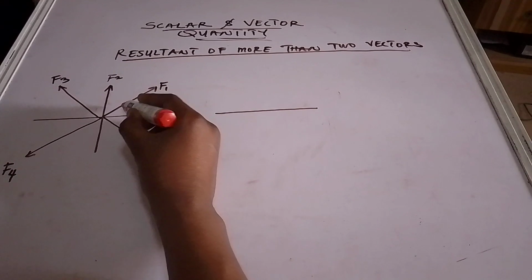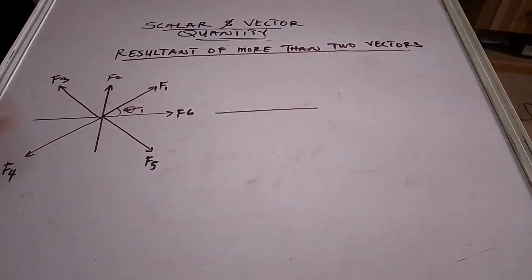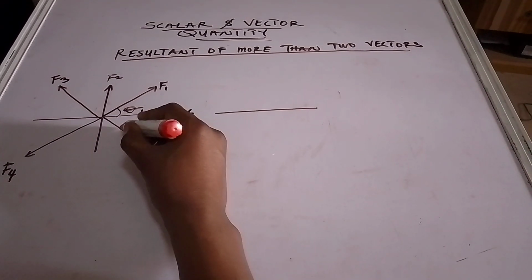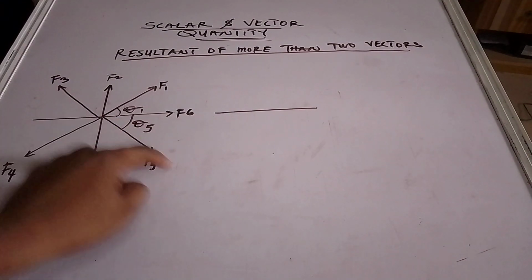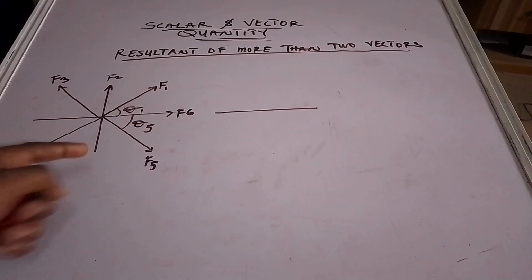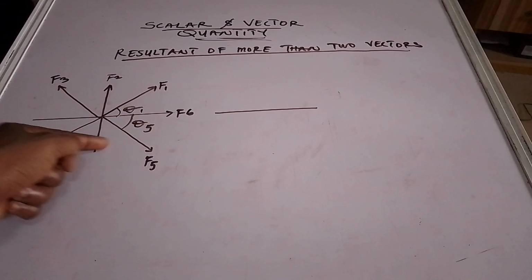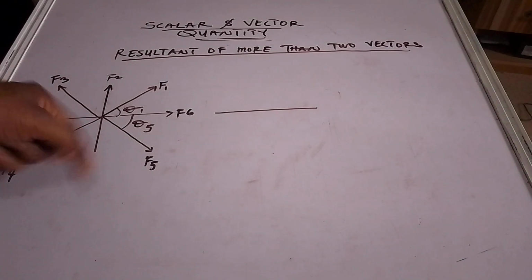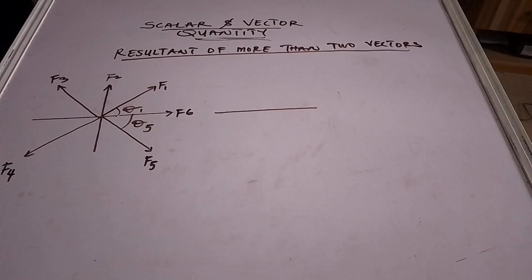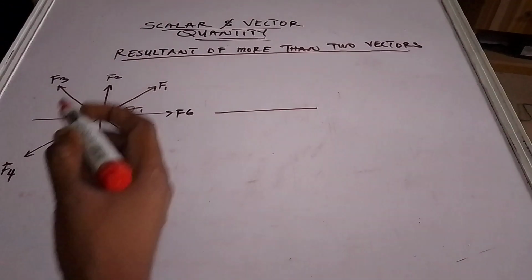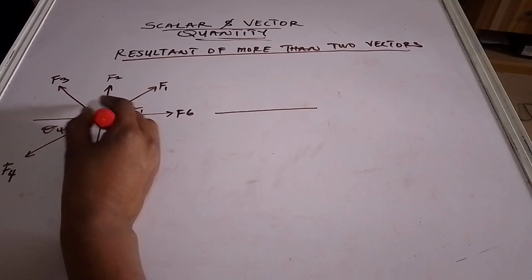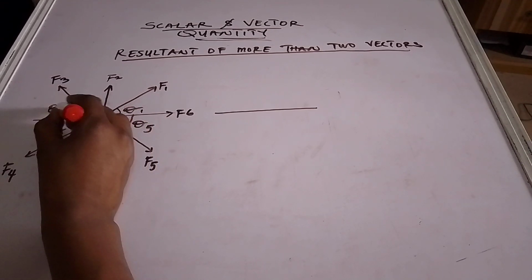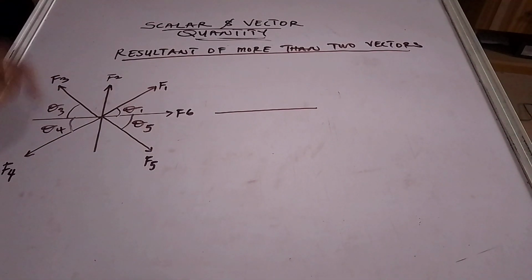So let's say F1 has theta 1, which means the angle between F1 and the horizontal is theta 1. Let's say F5 also has theta 5, that is, the angle between this force and the horizontal is theta 5. Remember, this other angle is between F5 and the vertical axis, but we are not dealing with vertical. Our angle theta is always the angle between the force and the horizontal. So this is our F4, let's call this angle theta 4, and this one theta 3. So the angle between F3 and this horizontal is theta 3.